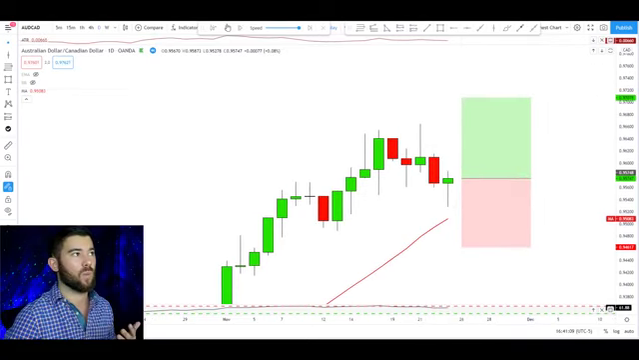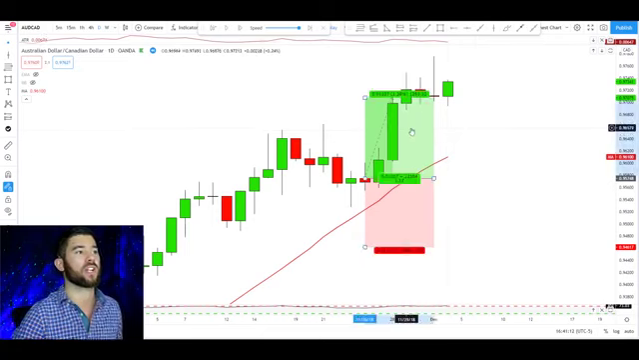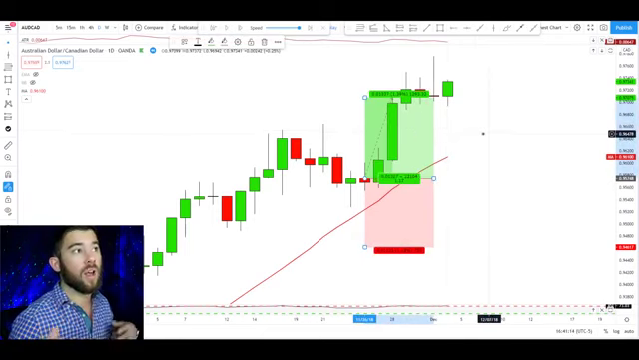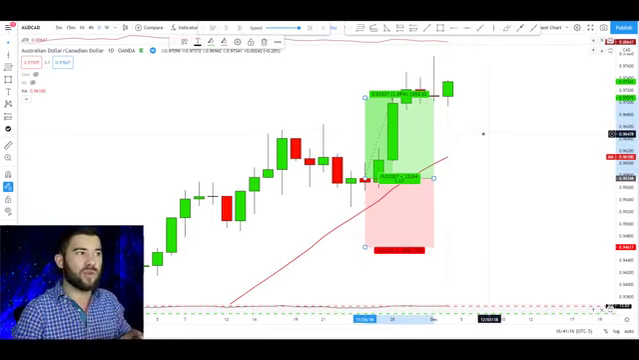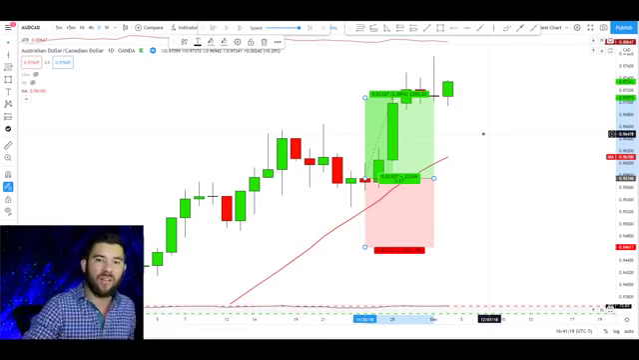Let's click play and see what happened. Boom, hit target, no problem, for about a 1.2 to 1 reward to risk ratio. I wanted to do that entire scenario just to show you how everything is coming together.